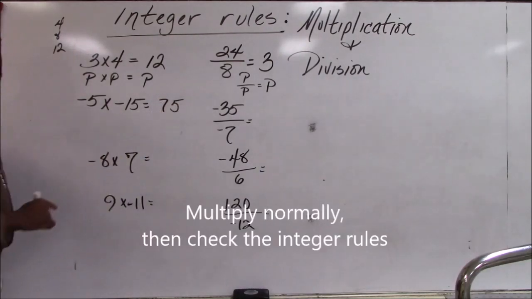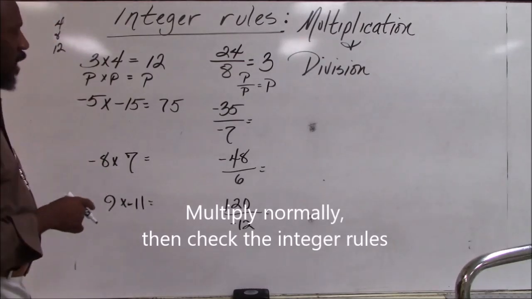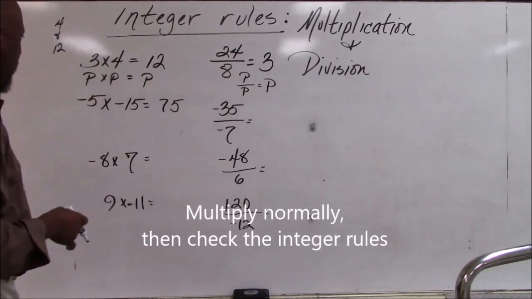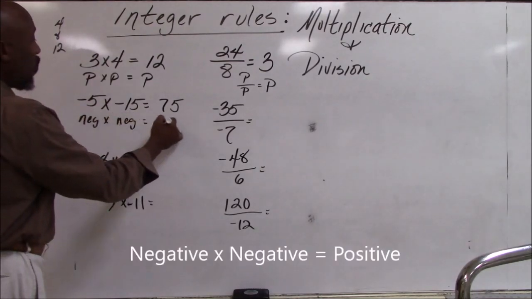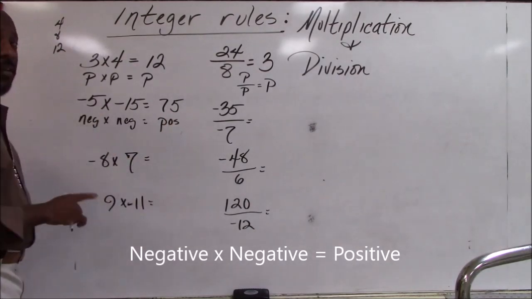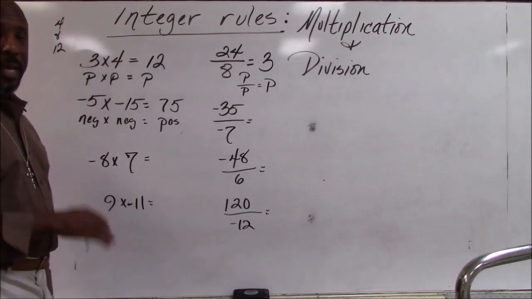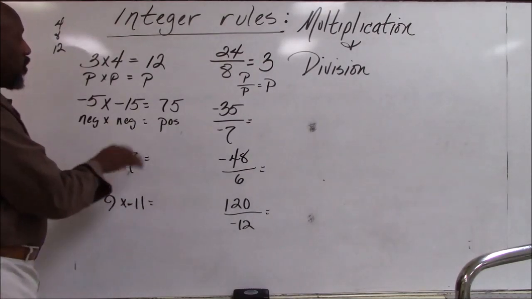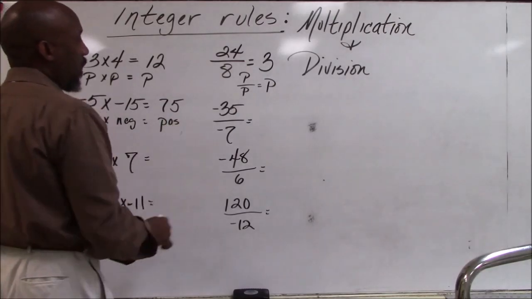Notice that as I multiply, I'm not concerned with the negative or positive signs. I figure that out at the end. Negative times a negative equals a positive. Anytime I have two negative integers or an even number of negative integers in my multiplication problem, the answer is going to be positive. We have -35 divided by -7.